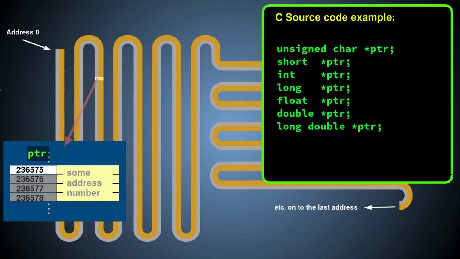It is possible, therefore, to define a kind of generic pointer variable that can contain an address of any memory location, regardless of what type of data may be stored at that location. This generic pointer is called the pointer to void, or void pointer, and you declare it like this.